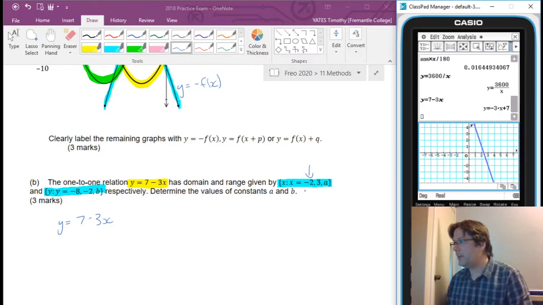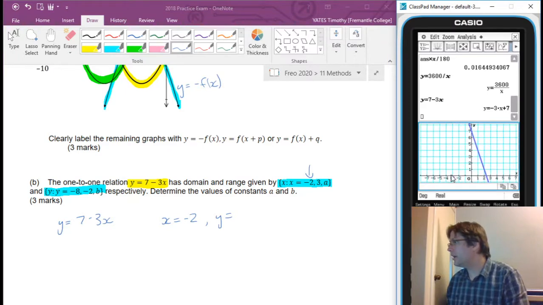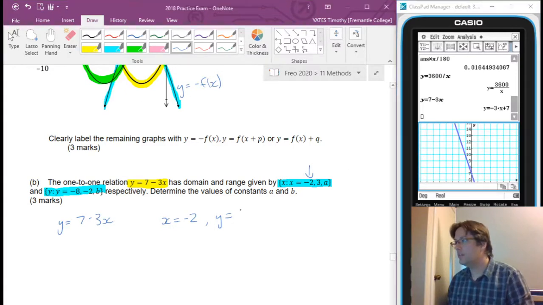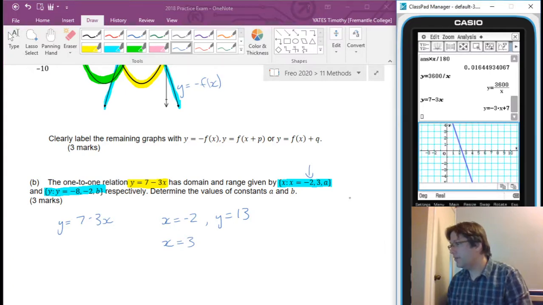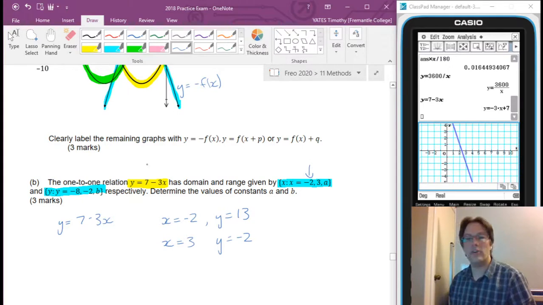And what I can do is take these points. When x equals negative 2, what's y going to be? I look up here, and I've got my line for negative 2, and I can drag up there. When x equals negative 2, y is 13. Easy. When x is 3, what's y going to be? I scroll down. When x is 3, y is negative 2. So we've already got 2 of our 3 coordinates.